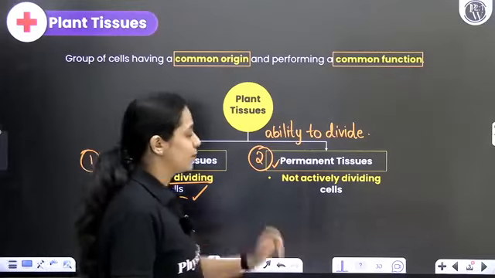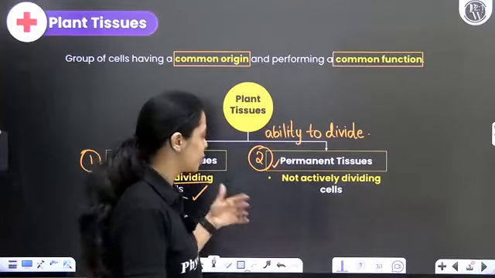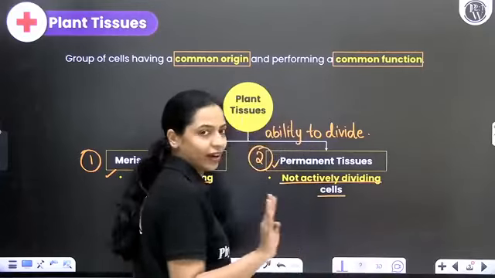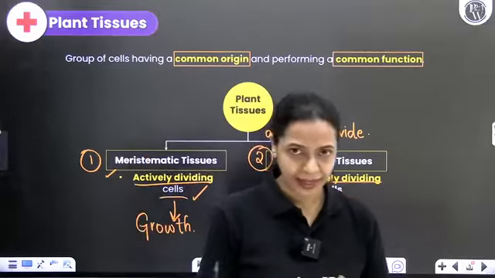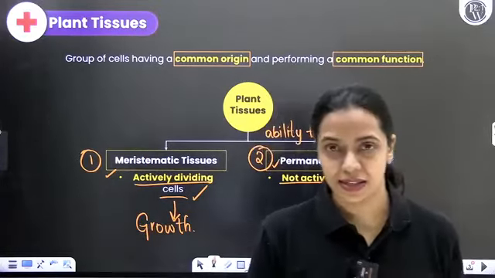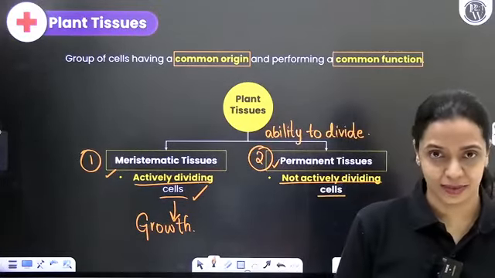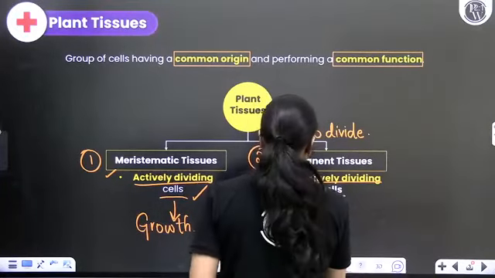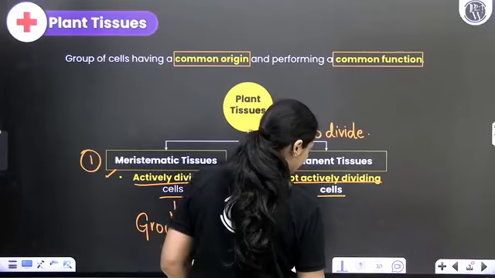What about permanent tissues? Permanent tissues have lost the ability to divide. They don't divide. Very rarely they might, but in most cases, they will not divide. Again, they have lost their ability to divide. And they have taken up certain permanent functions in the plant.